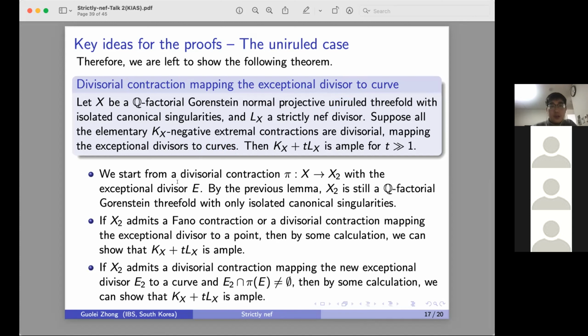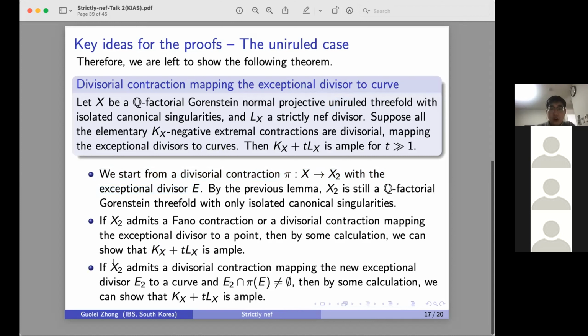For example, we start from a divisorial contraction pi from X to X2 with the exceptional divisor E mapping to a curve. We know by the previous lemma, as I just mentioned, the singularities downstairs will not be worse, will be better than X. So this X2 is still a Q-factorial Gorenstein threefold with isolated canonical singularities. And then we discuss the cases for X2. If X2 has a fiber contraction or divisorial contraction to a point, then by some easy calculation on the extremal ray, we can show our original Kx plus TLX is ample.